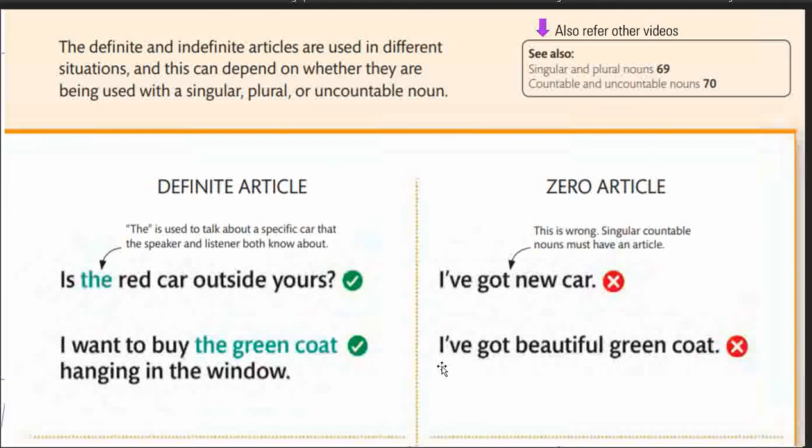The next example is I've got beautiful green coat. I've got a beautiful green coat. So there's an article missing from here. You cannot let go this expression without an article. You need to have an article in both the cases.